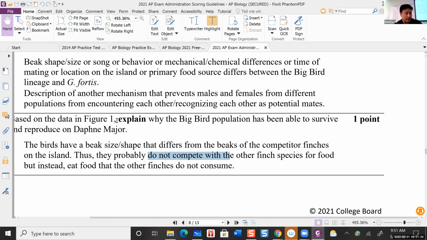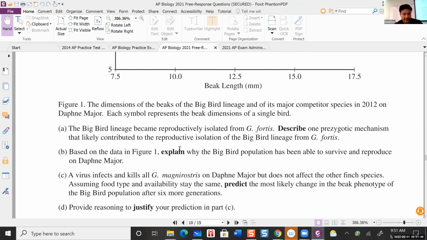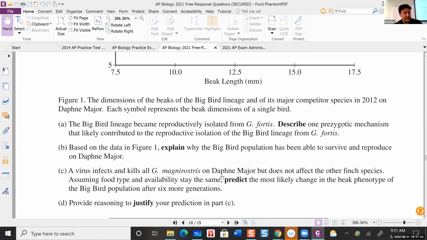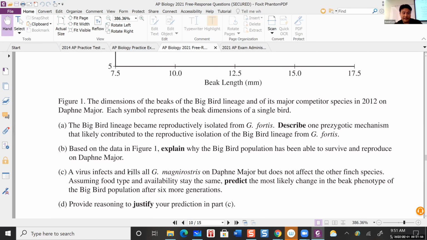So when they say explain, I think explain and justify is the most difficult, because you have to read it several times to see if your response actually explains what they want you to explain using the data. If you don't use the data, something is wrong. Or if they ask you to justify something, you have to make sure that you justify with data as well, evidence, right? Alrighty.